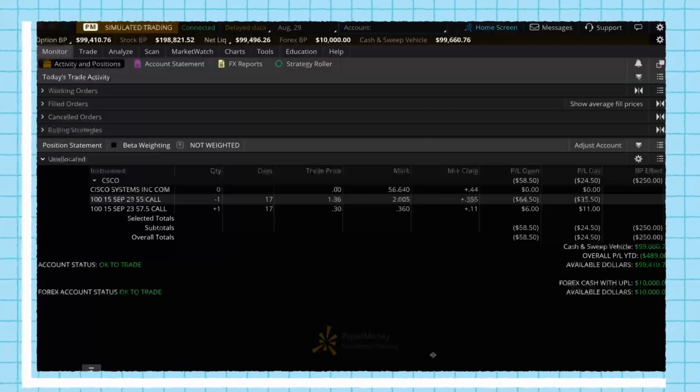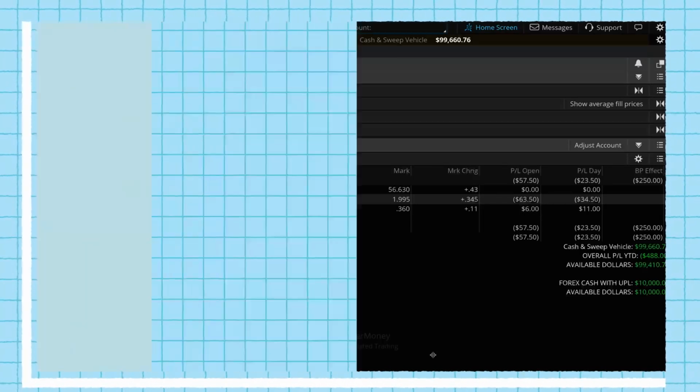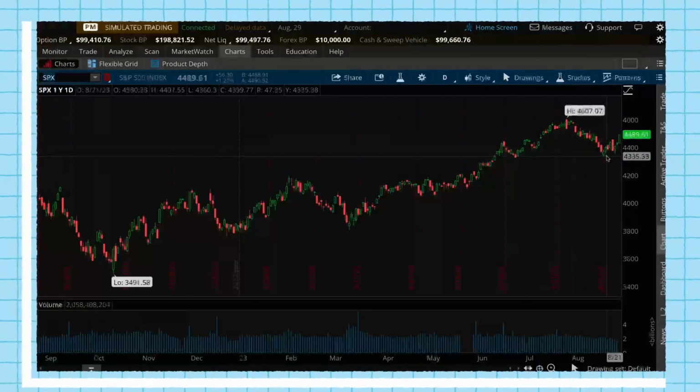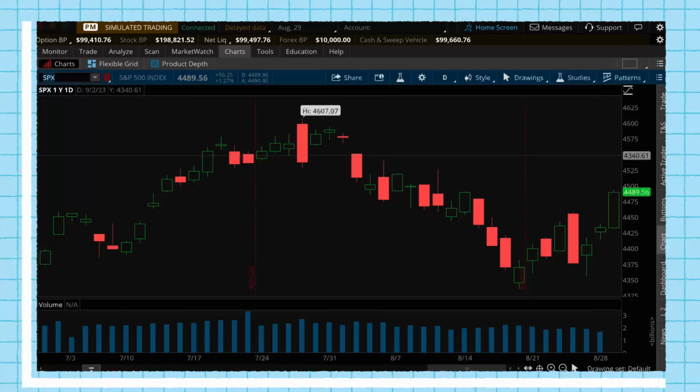About a week later, I checked to see how the trade stood. According to the monitor tab, the trade was down $58.50. I had a loss of $64.50 on the short contract, but a gain of $6 on the long contract. Let's see what happened. The price of the S&P 500 rolled over like I thought it would the week before, but it bounced back and appeared to be heading higher, and Cisco appeared to be rising with it. This was a bad sign.